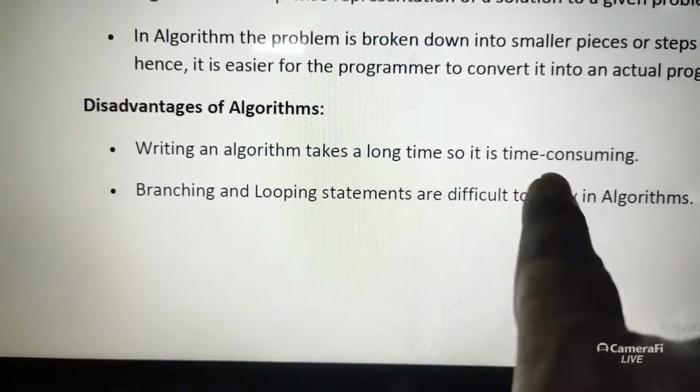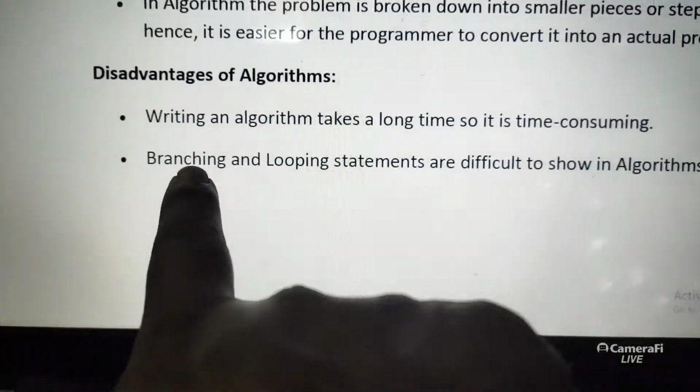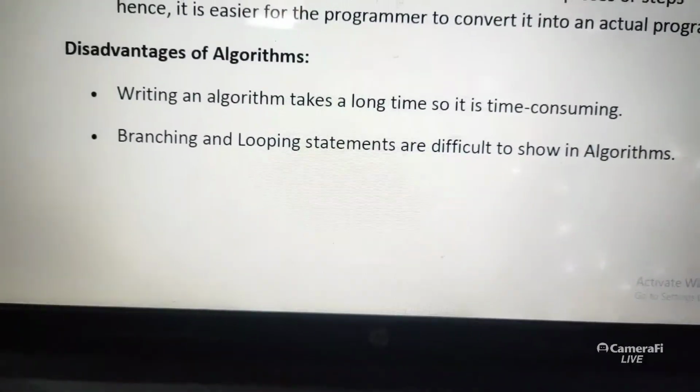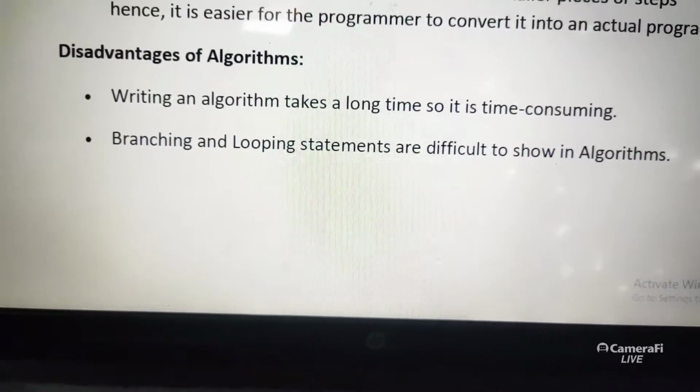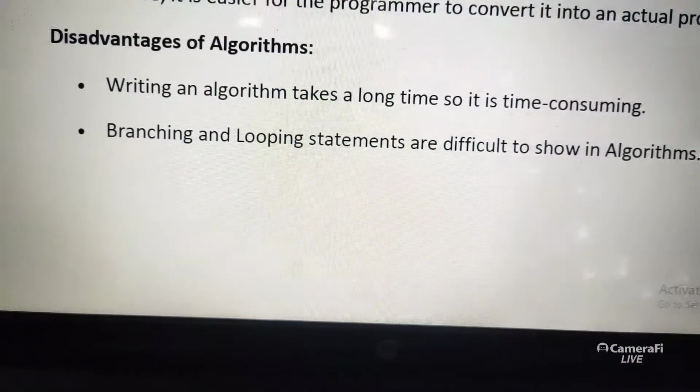Writing an algorithm takes a long time. Branching means linking of one to other. So taking an Aadhaar number and verifying with the Aadhaar server is called branching. Looping, repeating the same statements.